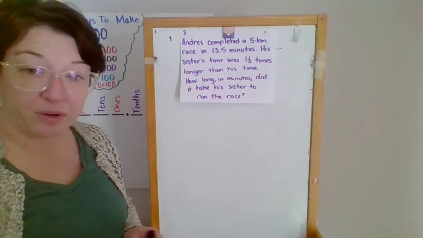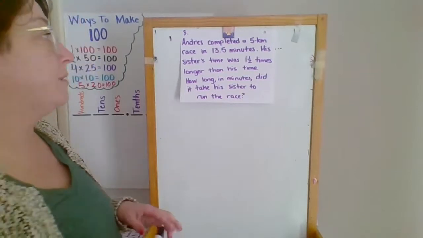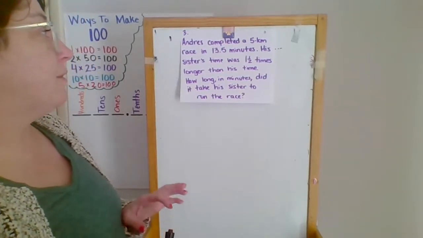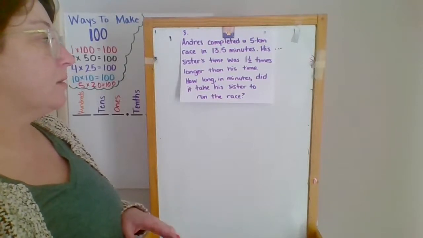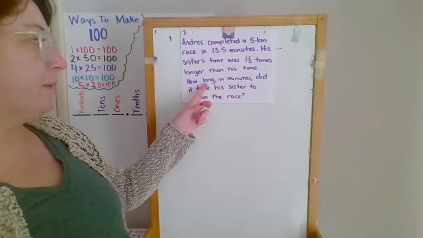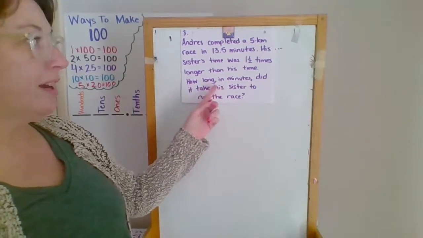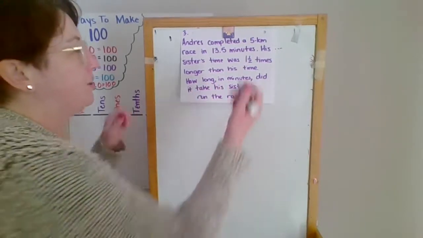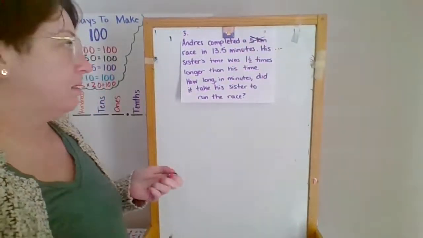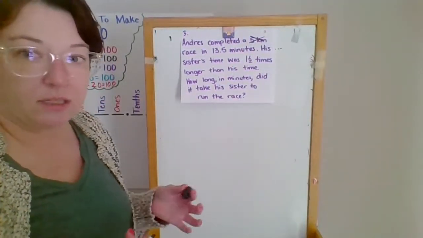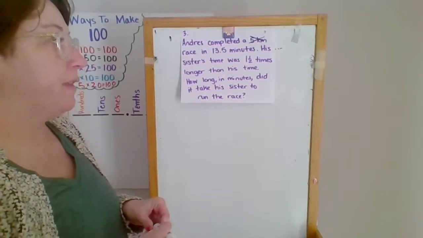Okay, so there's a lot of numbers in there. Let's see what's really important. So Andres completed a 5-kilometer race in 13 and 5/10 minutes. Well, I know that the question is about how long it took, not how long the race is. So this 5 kilometers thing doesn't really matter. It could have been a 2-mile race. It doesn't matter. We're talking about the length of time it took.